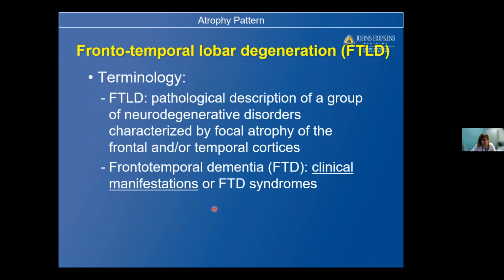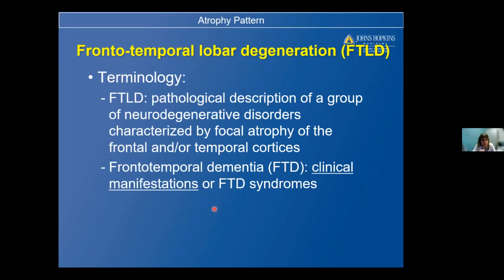So just a word about terminology, because this gets confusing sometimes. Frontotemporal lobar degeneration, or FTLD, is the pathological description of a group of neurodegenerative disorders characterized by focal atrophy of the frontal and/or temporal cortices. These result in variable clinical manifestations known as frontotemporal dementia syndromes.